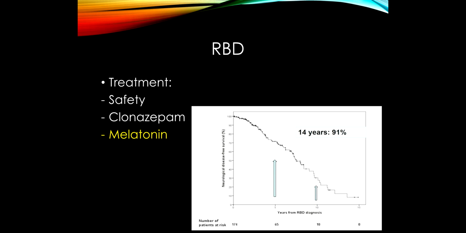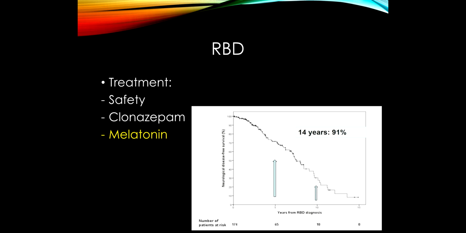So 91% over this 14-year period of time eventually developed a synucleinopathy. So safety is a big issue because of the thrashing around, so there are different things that can be done for that. A long-acting benzodiazepine for years had been the drug of choice for REM sleep behavior disorder, but in the last 10 years, it's known that melatonin is actually very helpful.